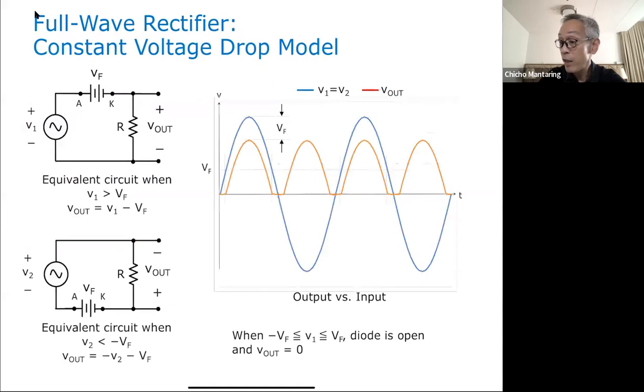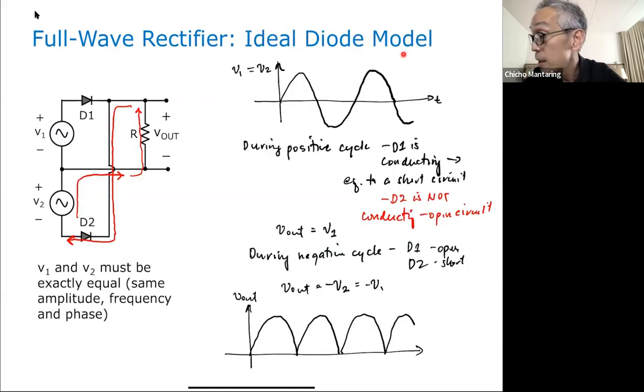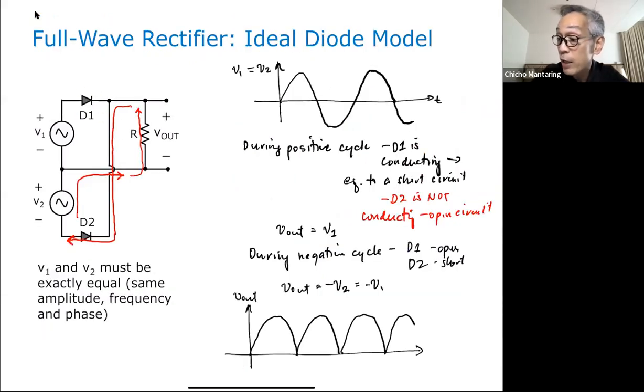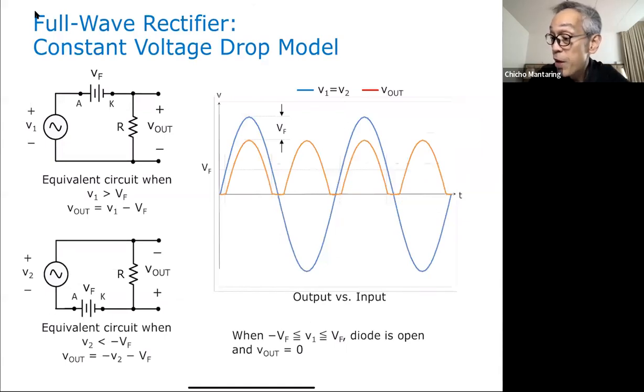So ito ngayon, this is the ideal diode model. Ito ngayon, this is the constant voltage drop model. So this is the equivalent circuit when V1 is greater than V sub F. Kanina naalala nyo when we discussed the half wave rectifier, kailan magko-conduct yung D1? D1 will conduct when V1 is greater than the forward voltage. V1 will cause current to flow when it is greater than the forward voltage, and your output will just be V1 minus V sub F. So that's during the positive cycle.